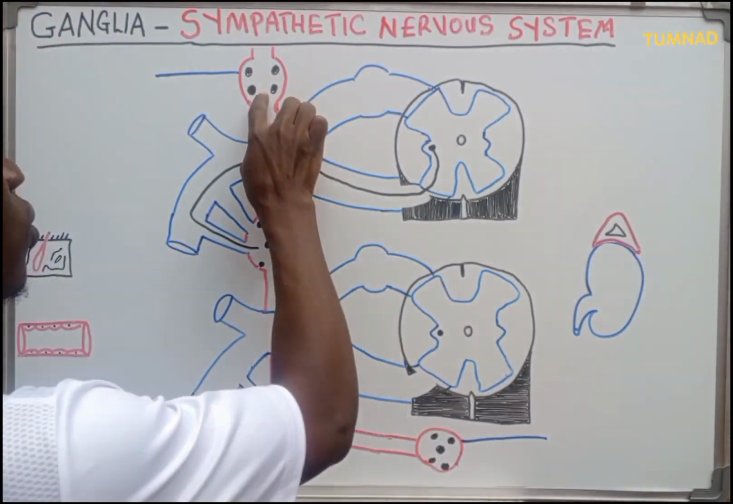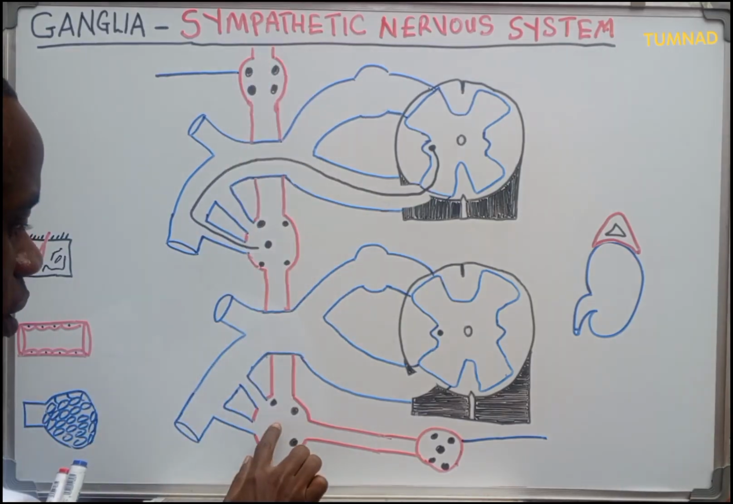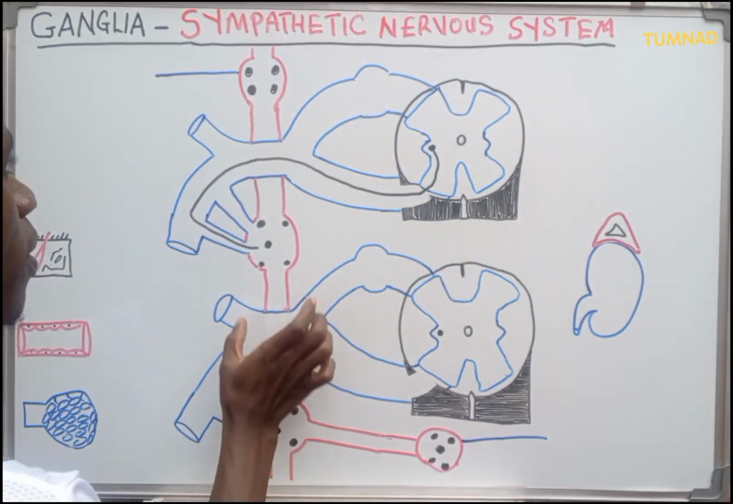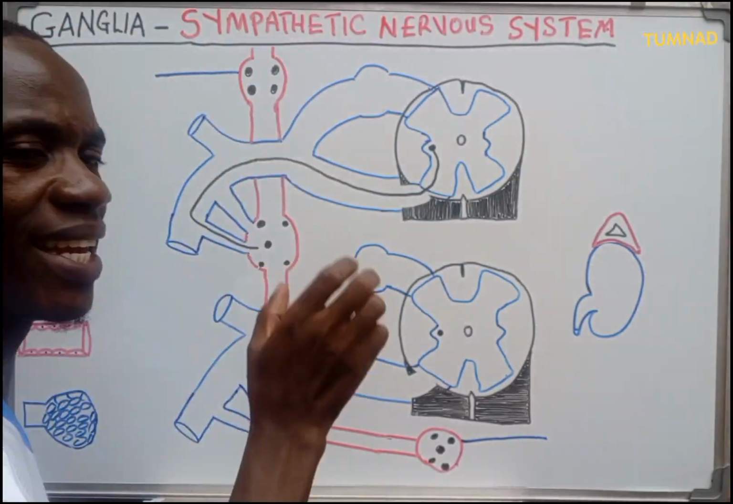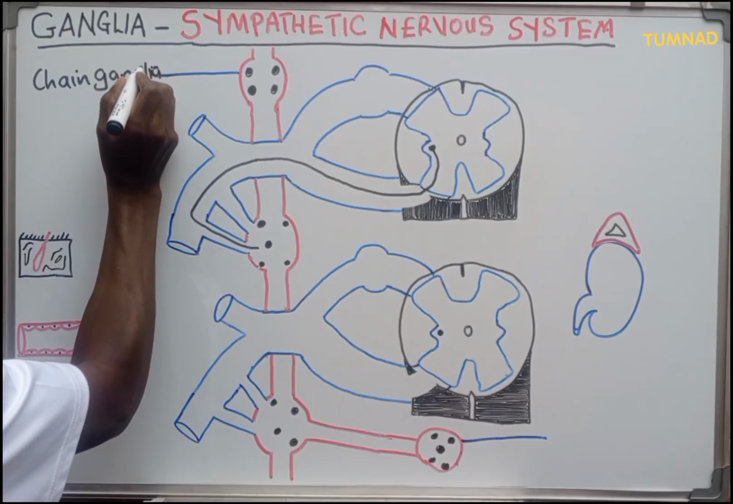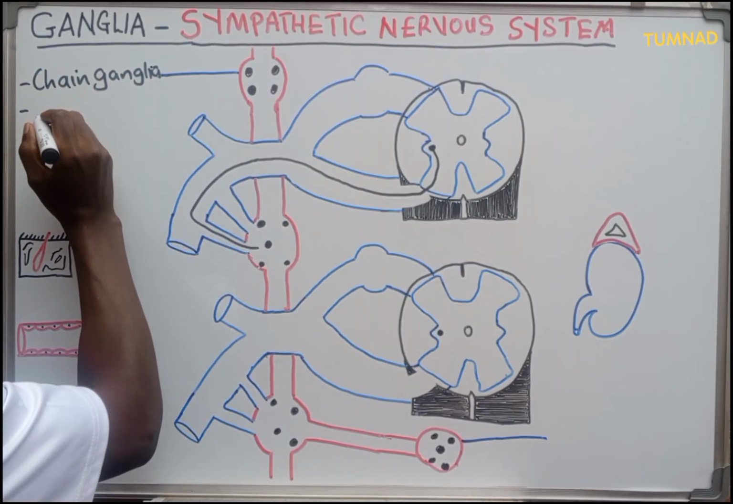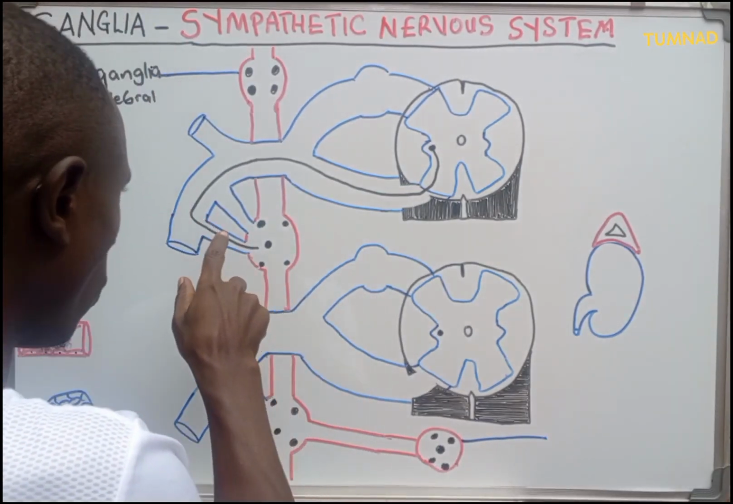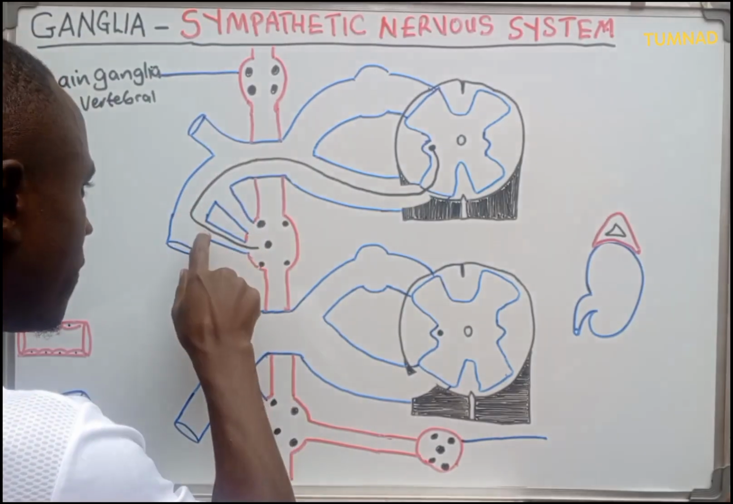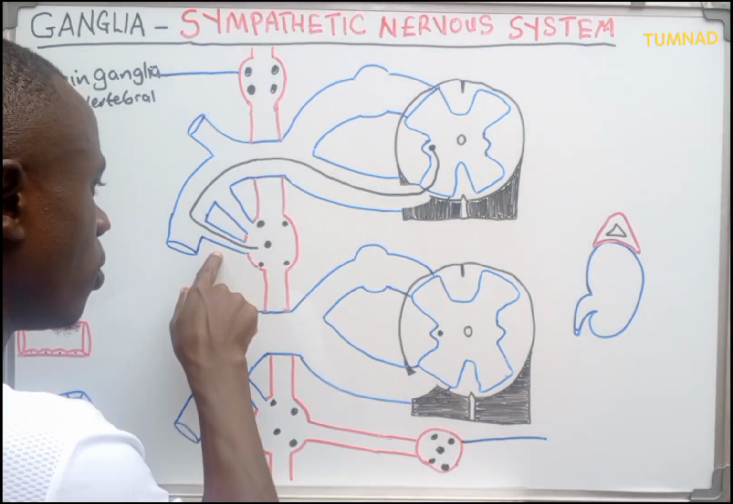And this one also is a ganglia. Even this one here is a ganglia, and they are connected like a chain. For that reason, it can also be called a chain ganglia, or you may even call them paravertebral ganglia. So now, these preganglionic motor fibers are coming through the white rami communicans.